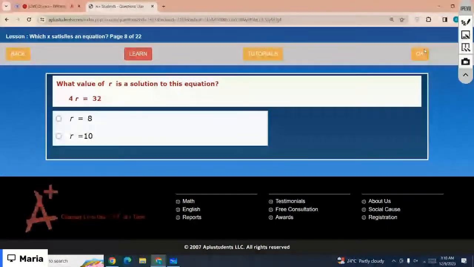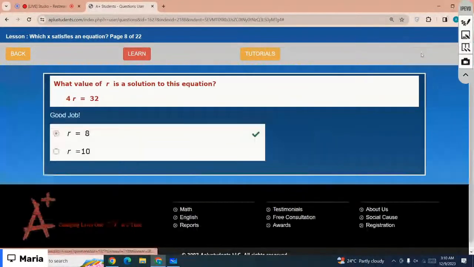Yes, it is r equals 8. Solution of the equation is r equals 8. Very good. Okay, you can complete the lesson by yourself later today. Let me just move on to next lesson.